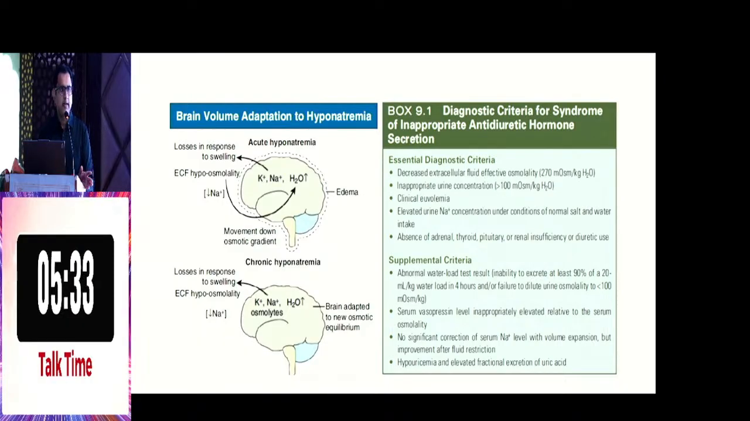Other supplementary criteria could be hypouricemia, an abnormal water load test, serum vasopressin level being inappropriately high, and sodium not getting corrected despite giving fluid. In such cases, we have to use fluid restriction to manage SIADH.